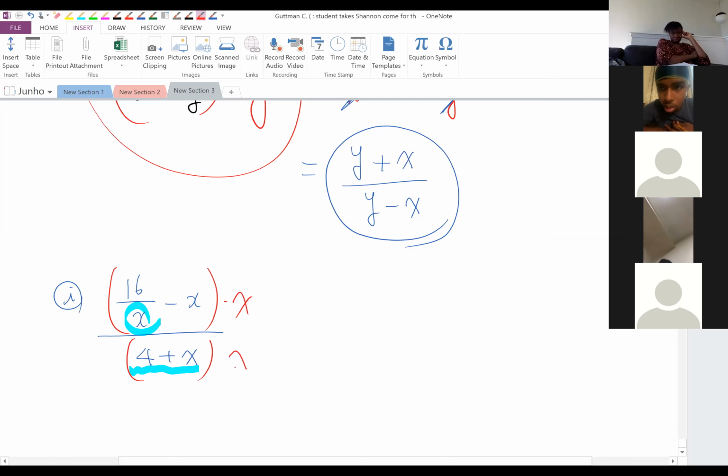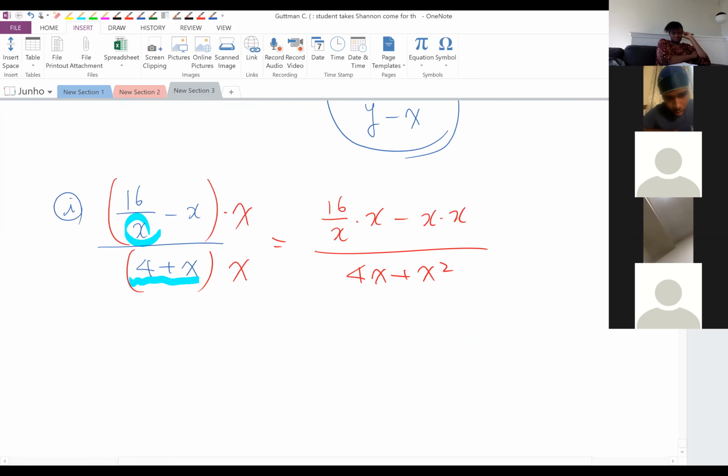x to both the numerator and denominator, then this becomes 16 over x times x minus x times x over 4 plus x times x. Actually, I don't want to make you confused, so I'm going to just do 4x plus x squared. Okay. Then this is gone, so 16 minus x squared over 4x plus x squared.